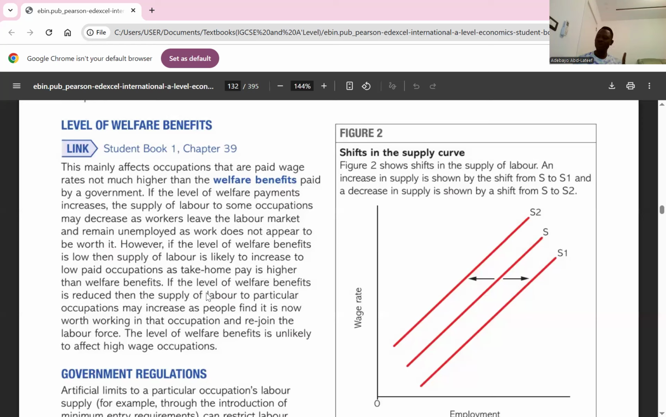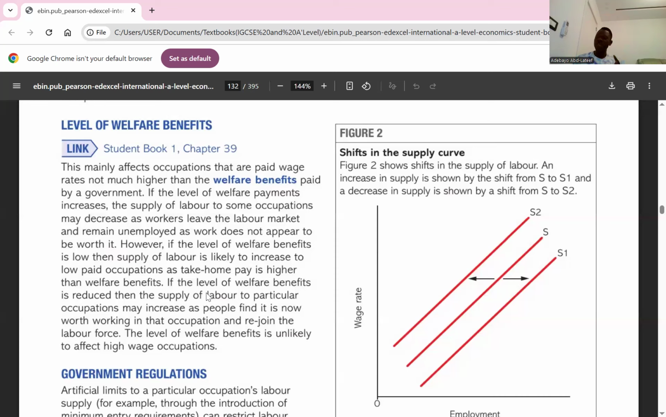Clear? However, if the level of welfare benefit is low, then the supply of labor is likely to increase to low-paid occupations, as take-home pay is higher than welfare benefits. On the other hand, if the welfare benefit is less compared to earnings when you work, the supply of labor is expected to rise because people would know that when they work, they earn more than not working at all. Clear? In summary, a rise in welfare benefit will reduce the supply of labor to low-paid jobs, while a fall in welfare benefit will increase the supply of labor to low-paid jobs. I think it's clear.